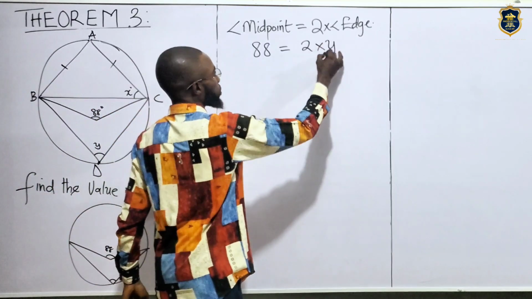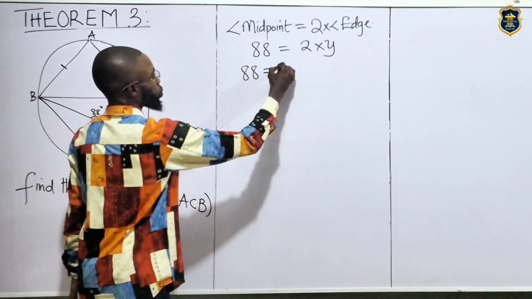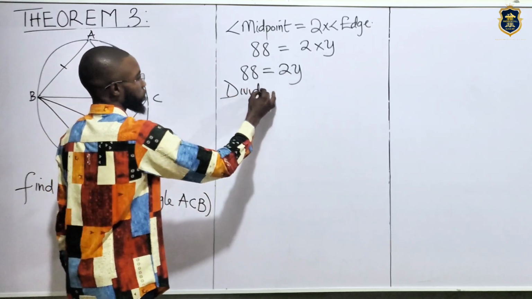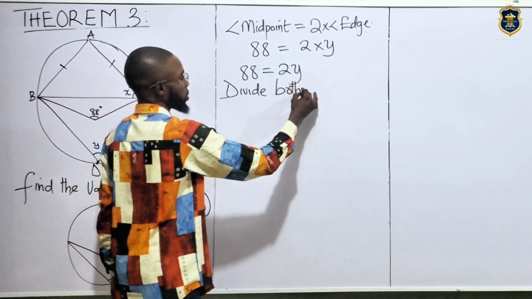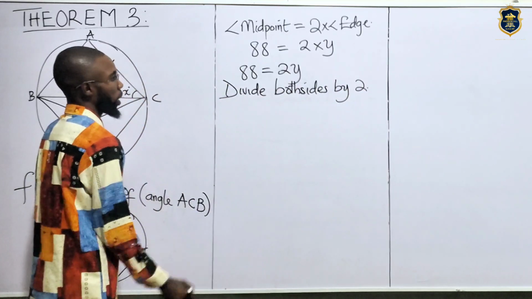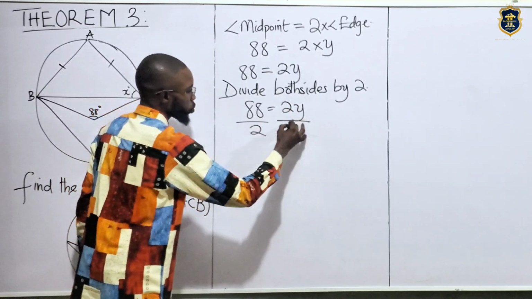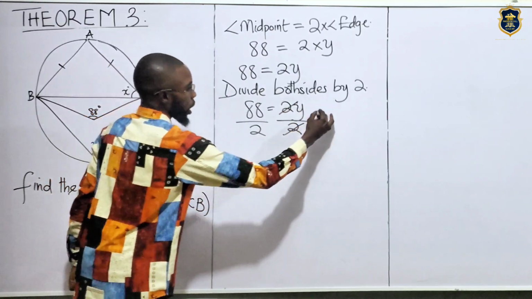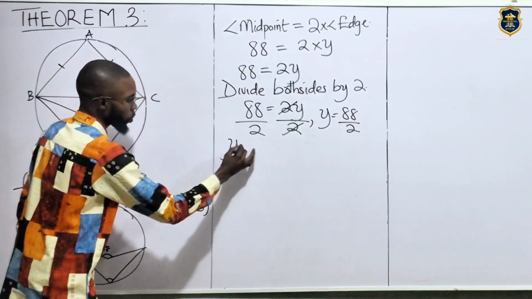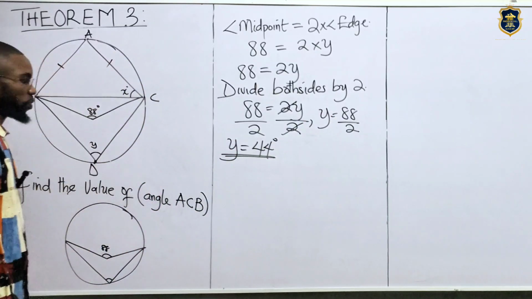2 times y, right? So from here it's going to be 88 is equal to 2y, because we are multiplying. So we divide both sides by 2, because 2 is the coefficient of y. We have that 88, which is equal to 2y, divided by 2 will take off 2. Our y becomes 88 over 2. Therefore, we know that y is equal to 44 degrees. 88 divided by 2 is 44 degrees.